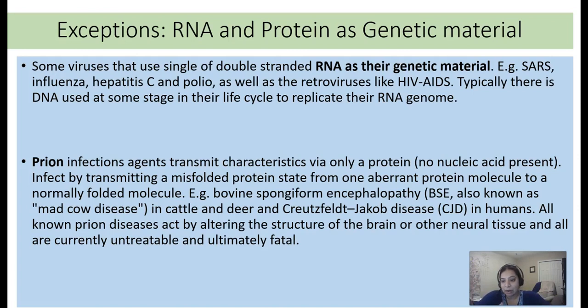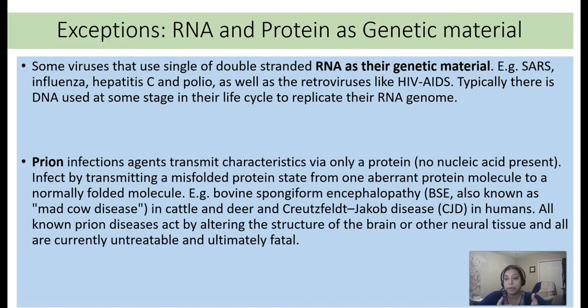Your examples are SARS, COVID, influenza, Hep C, polio, all of those are RNA viruses, as well as retroviruses like HIV and AIDS. All of those use the RNA, and that's what's injected into the cell that is getting infected. Once it is infected, there will be DNA sometime in that process, at some stage in their life cycle, where it is then replicating the RNA genome into DNA that is then used as the main template for making more viral particles.